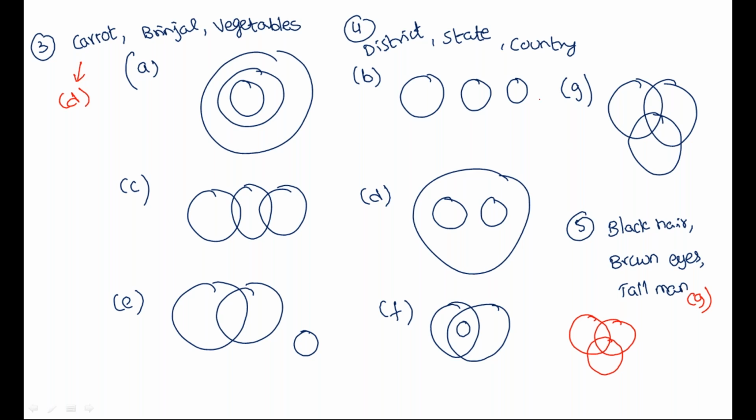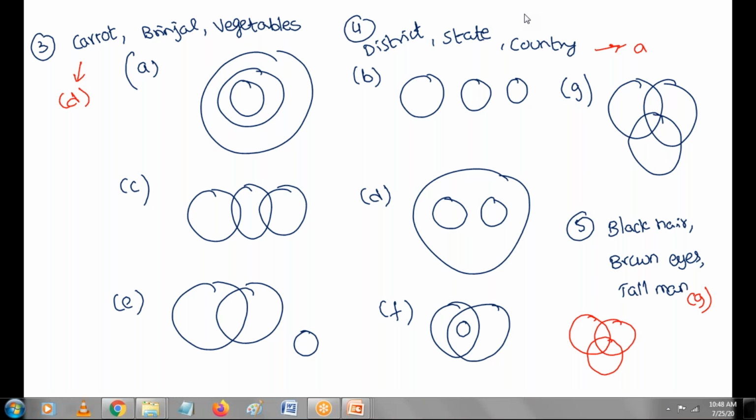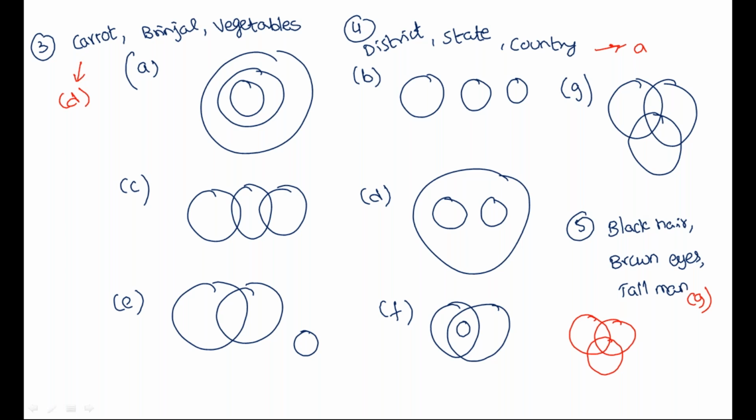Whereas for the fourth one, district, state, country, option A is suitable. District is a part of state, which is a part of country. So like that you can go. Excellent, guys. Like this, you can understand for the given terms what the best diagram is. We should go through that and fix this. Excellent, friends. Now let me go to the next.